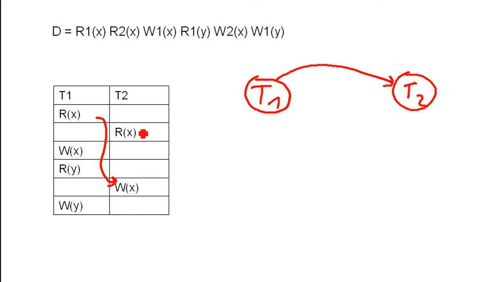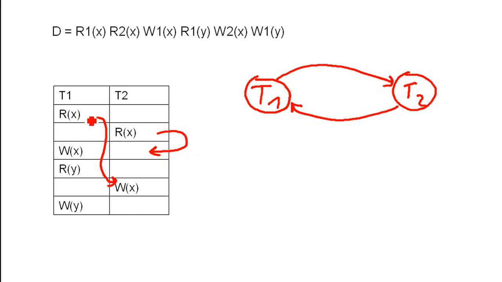Then we check the next operation in time. We have a read operation on X in transaction 2. And we have a write operation on X in transaction 1. So we can also draw an arrow here. Basically, we cannot draw any more arrows here because everything is drawn already. We're finished, but let's do this for the purpose of completeness.